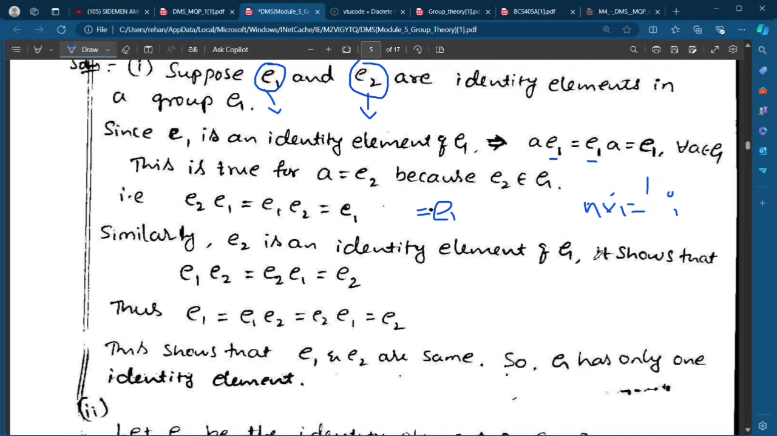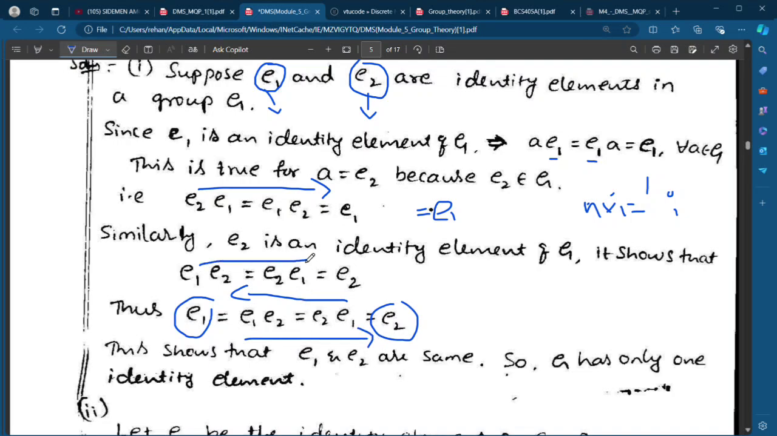Similarly, E2 is an identity element of G. It shows that E1 into E2 is equal to E2 into E1, which is equal to E2. Now what can I do? Thus E1 is equal to E1 into E2, which is equal to E2 into E1, which is equal to E2. Same thing as well. So see here what I'm doing. Like this, if I take, I'm getting E1, and like this, I'm getting E2.